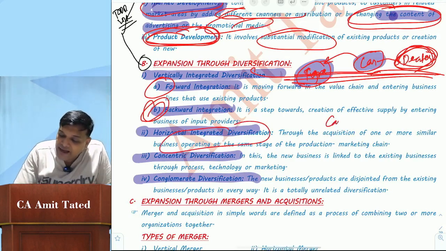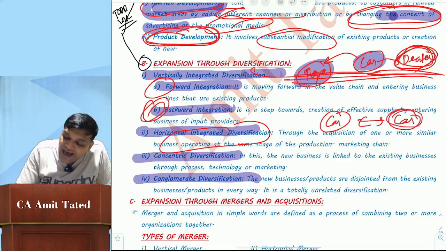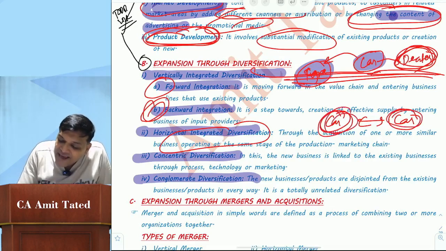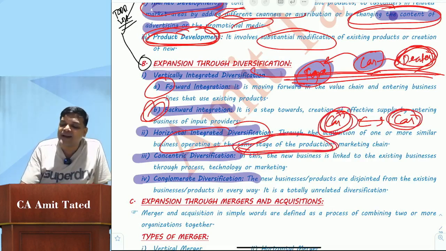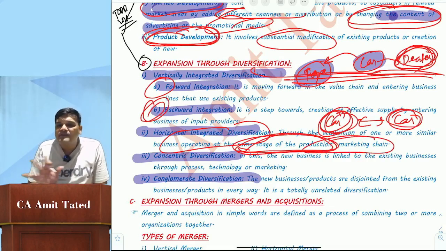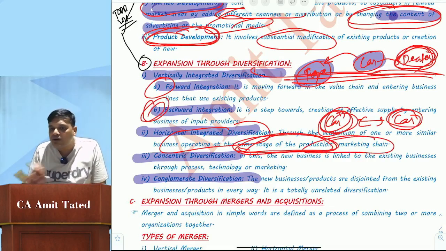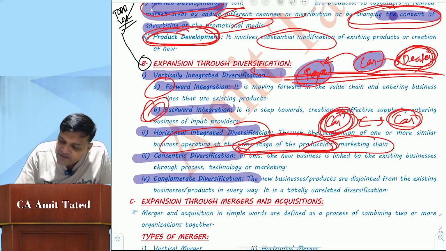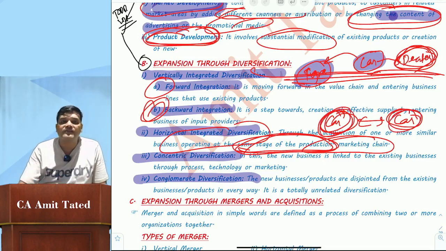Sir, what is the meaning of horizontal? I am a car manufacturer, and I am acquiring another car manufacturer. Same stage of production and marketing chain. Here is a car, and this is a car. This is nothing but horizontal. Same.